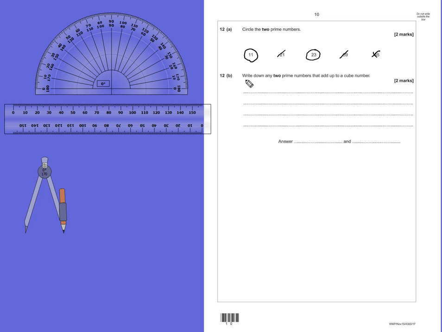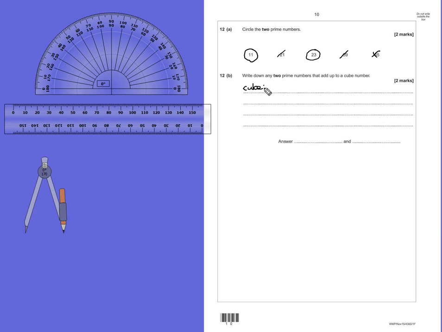Question 12b, write down any 2 prime numbers that add up to a cube number. Now, there are methods of trying to do this immediately. I would personally look at a little bit of trial and error just to make sure that we've tried a few different combinations and we can demonstrate that we know what a prime and a cube number is. Now, cube numbers are a number that has been multiplied by itself 3 times.